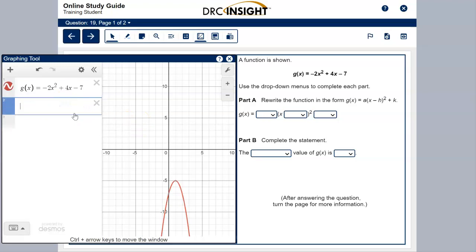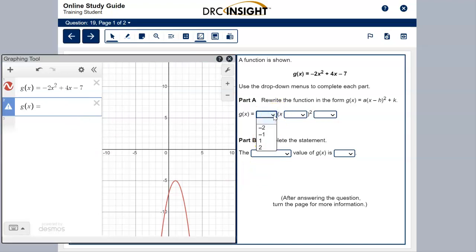So we're going to go ahead and rewrite the function in a new form. So we're going to do g of x equals. The first number we need is the number in front of the parentheses, and we have three choices. We can put a positive 2, a negative 1, a positive 1, and a 2. So I'm going to just start with the negative 2 simply because there was a negative 2 in the original function.